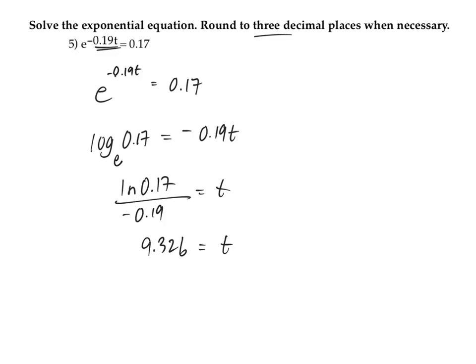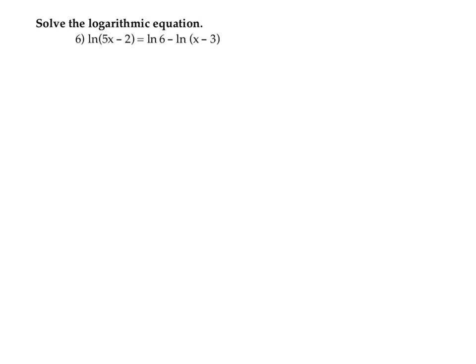That's what t will be equal to. Next question. Ooh, there's a good one. Solve this one. You can do this a number of different ways, but I see 2 lns here. That's the quotient law. I'm going to squish those two together. So I have ln of 5x minus 2 is equal to ln of 6 divided by x minus 3.